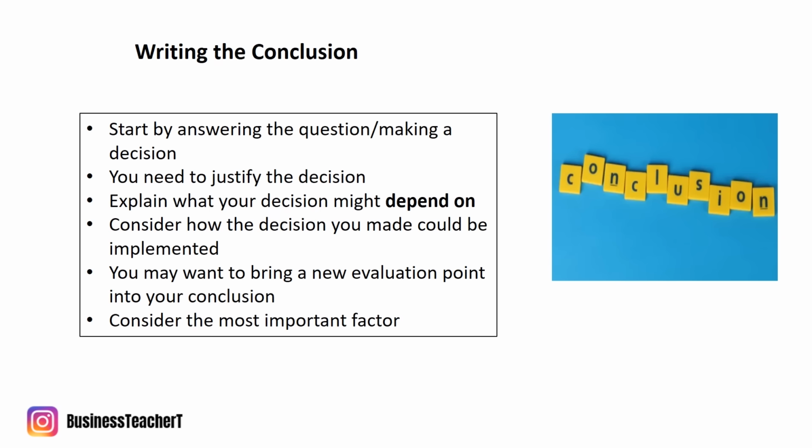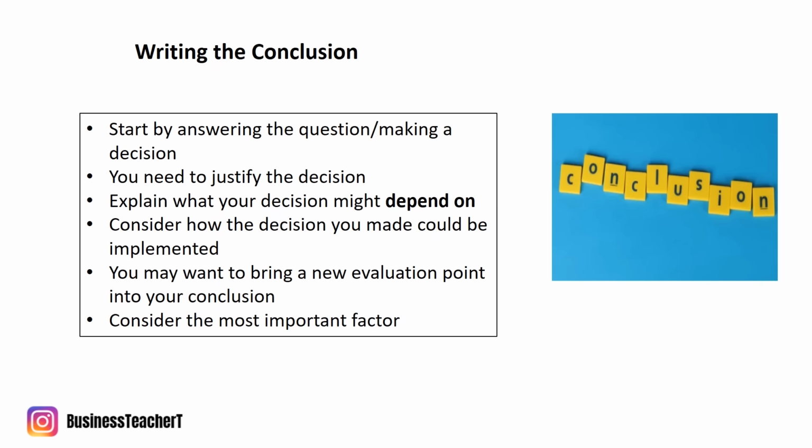When you're writing your conclusion, you need to start by answering the question. You need to make a decision. Do not sit on the fence. Your answer has explored both sides of the argument. So you might have looked at the advantages and the disadvantages. So now you need to decide what side you've chosen. You need to make a decision. You also need to justify that decision. You need to back it up.